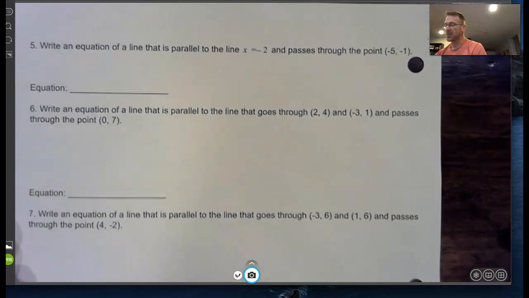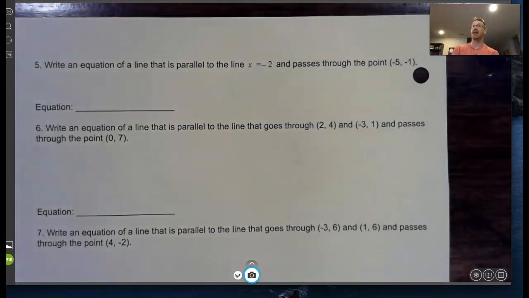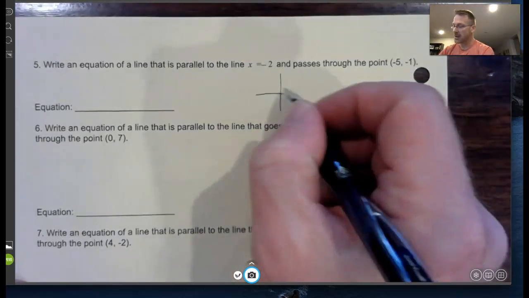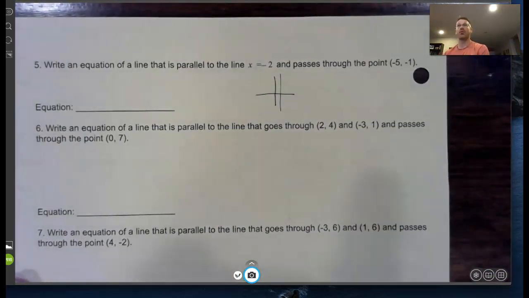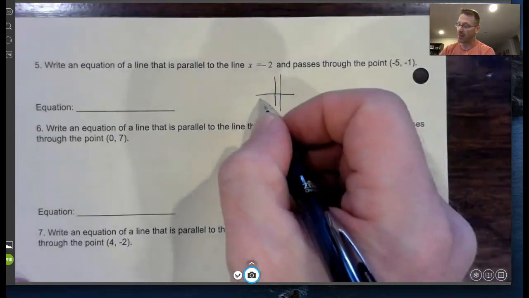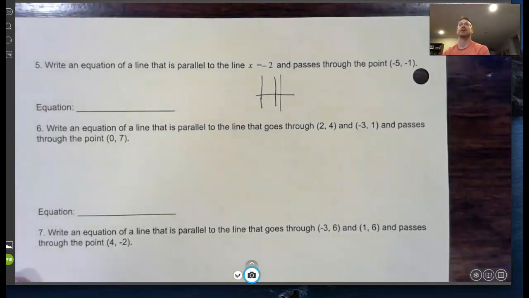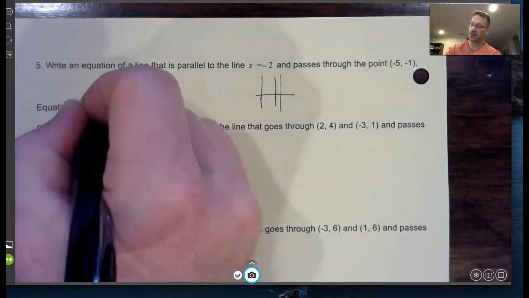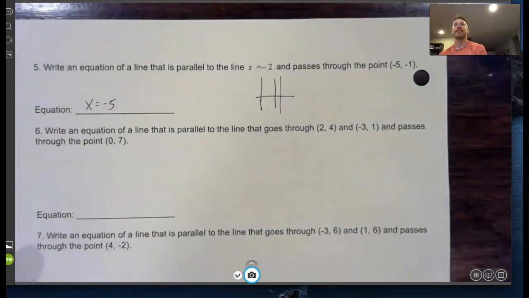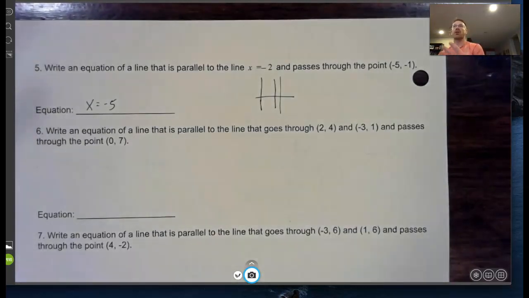All right, and now, once again, write the equation of a line that is parallel to x equals negative 2 and passes through the point negative 5, negative 1. So once again, x equals negative 2 is a vertical line. So I need a second vertical line in order to be parallel. And negative 5, negative 1 would be over here somewhere. So I need a vertical line that goes through that. Well, now I have to look at my point. So what does x equal in this point? x equals negative 5.